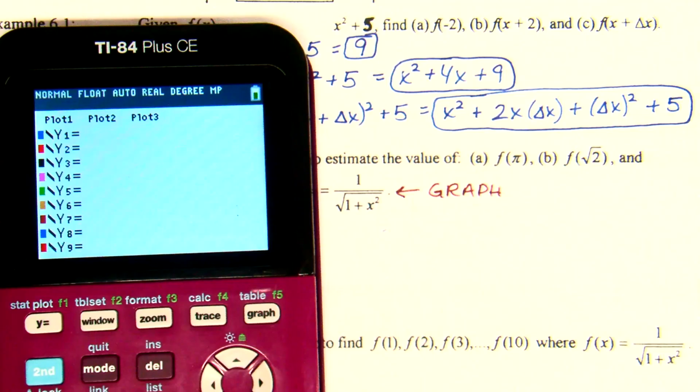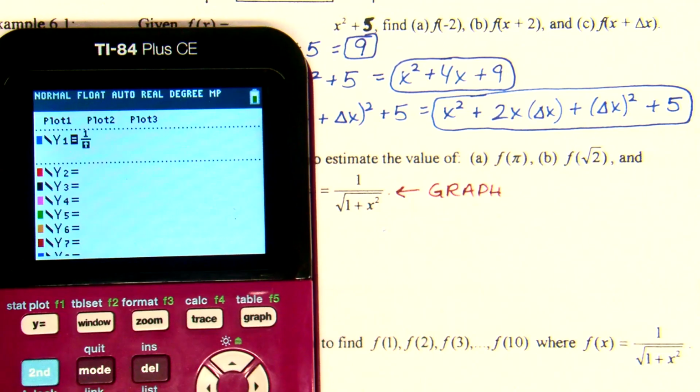Did we all bring our calculators today? Okay. Remember where to find your fraction? The shortcut is alpha F1. So I'm going to do 1 over the square root of 1 plus x, using the X,T,theta,n button for x. Then I can use my squared button on the left if I want.